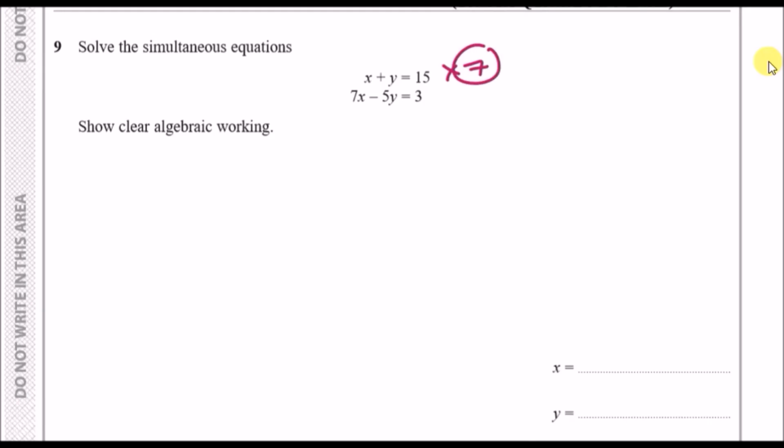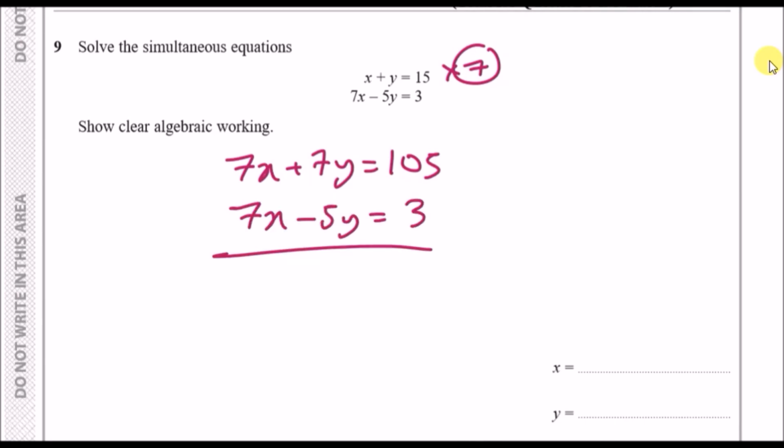So times the first equation by 7, you're going to get 7x plus 7y equals, and 15 times 7, I should know this, 105. And you copy the second one underneath, exactly as it's written. And all you want to do is literally subtract these pair of equations, because the aim of these simultaneous equations is to eliminate the common variables and only have a single variable left.